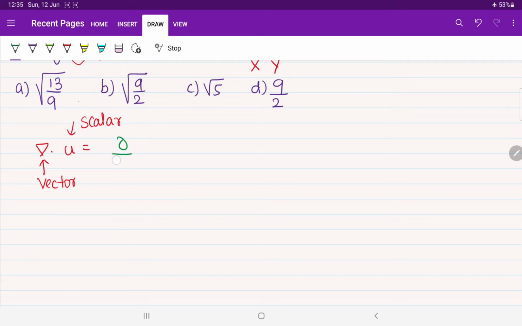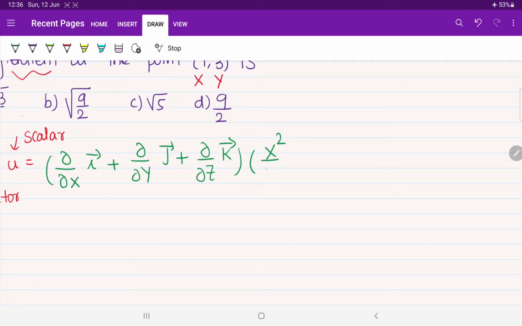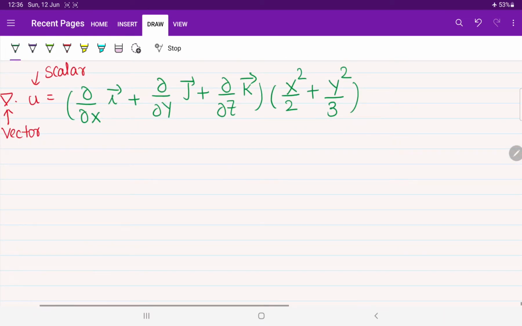Del can be written as, we all know, dou by dou x into i vector plus dou by dou y into j vector plus dou by dou z into k vector. This is the representation of operator del acting on scalar function u. It can be defined as x square by 2 plus y square by 3. That is what is given here. First, it's a scalar function, so it will be multiplied with all other quantities.